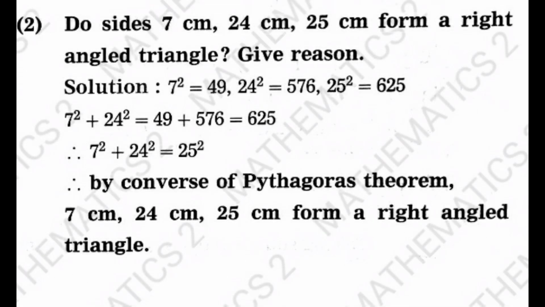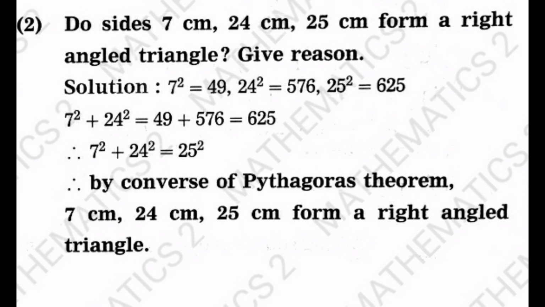Question number 2. Do sides 7 cm, 24 cm, 25 cm form a right angle triangle? Give reason. Here, the lengths of all sides of a triangle are given. The largest side is 25 cm. So first I will find 25 square is equal to 625. 7 square plus 24 square, 49 plus 576. Again it is 625.